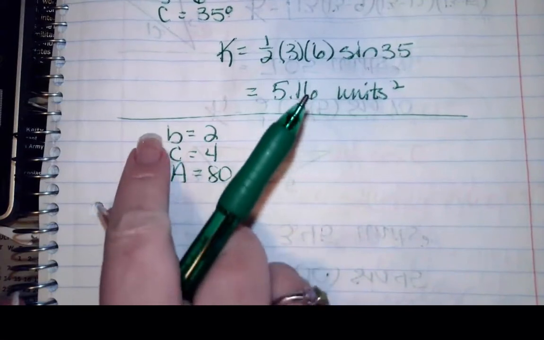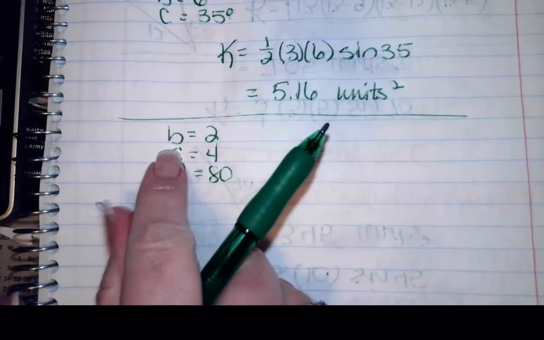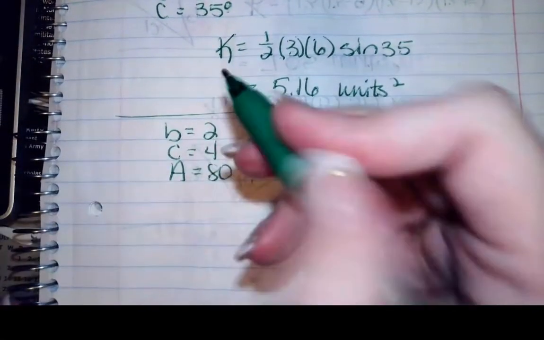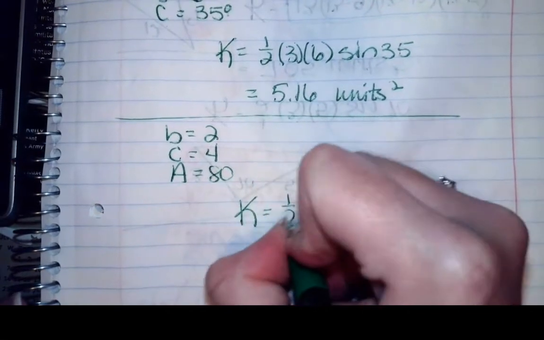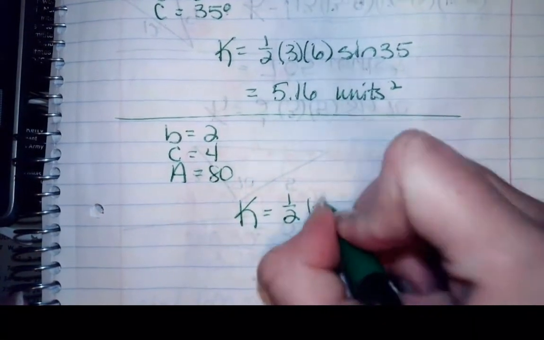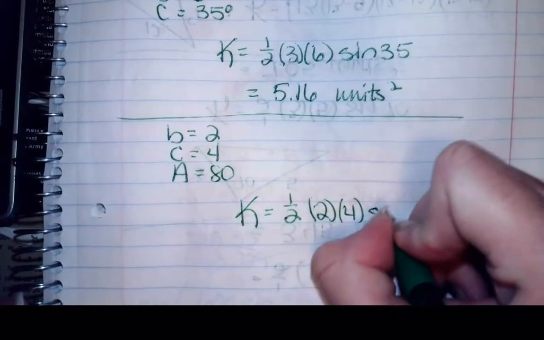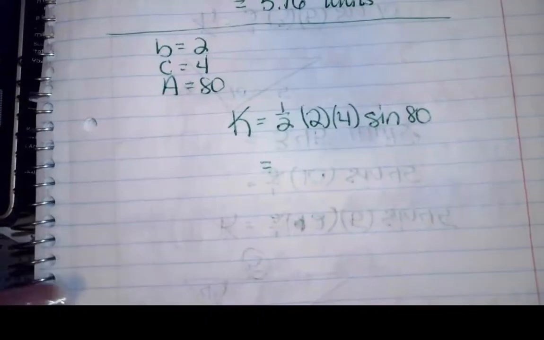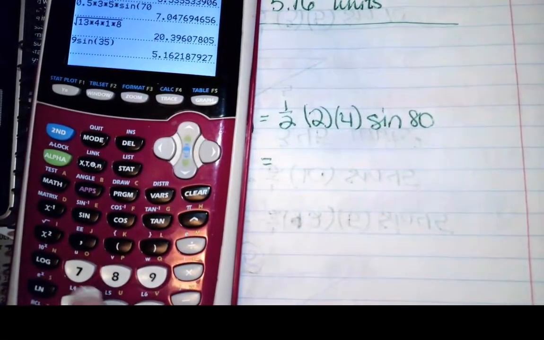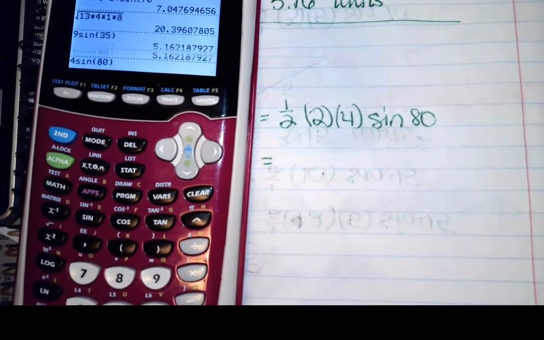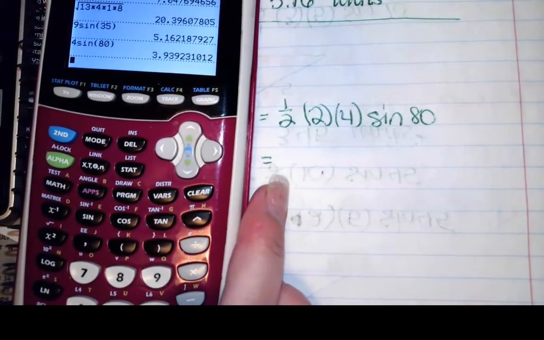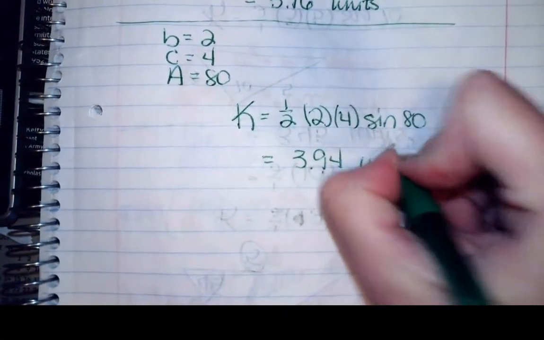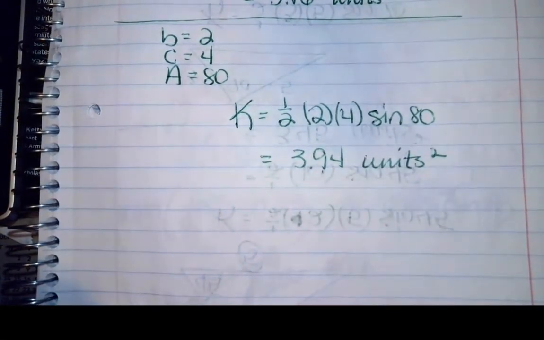So big A does not have a little a. Little b doesn't have a big B. Little c doesn't have a big C. So none of these correspond, which means I must have angle, side, angle. So I find that by taking half of the product of the sides times the sine of the included angle. Half of 8 is 4, times the sine of 80 gives me 3.94. So this is 3.94 units squared.